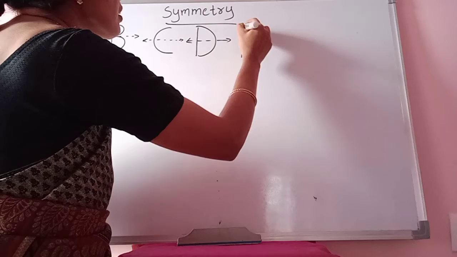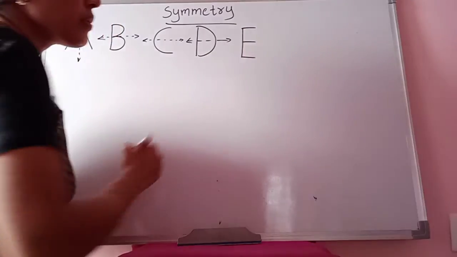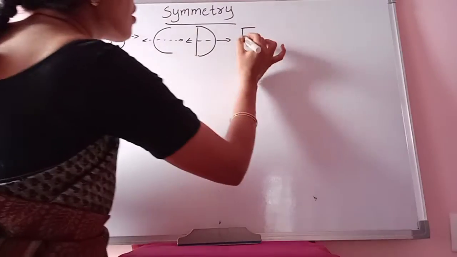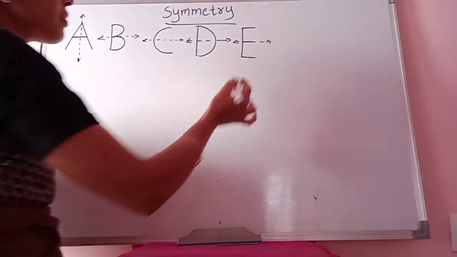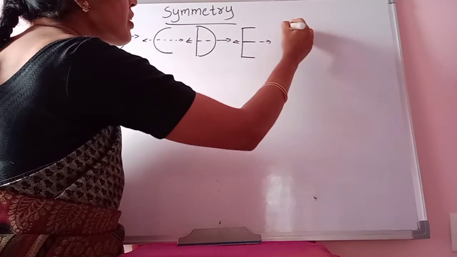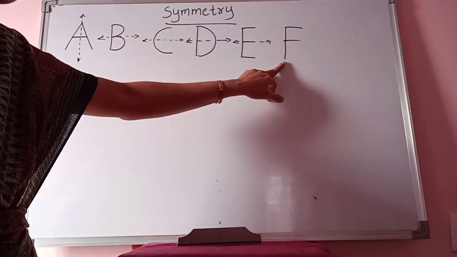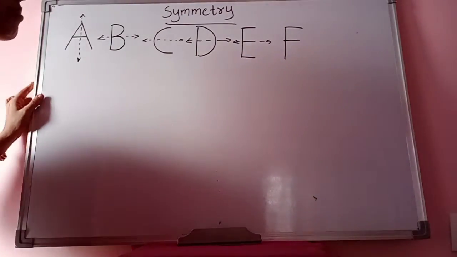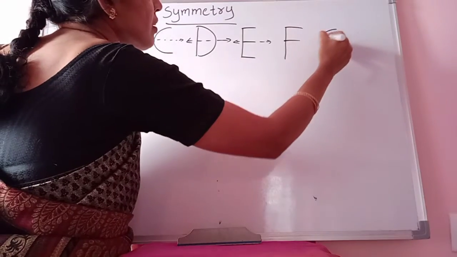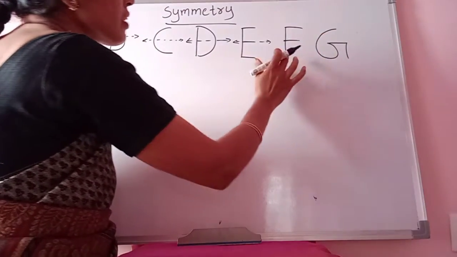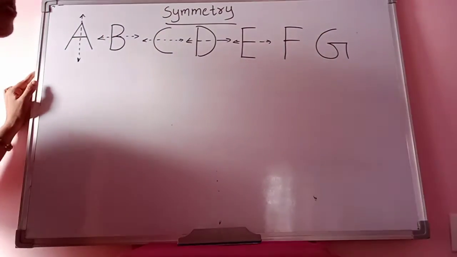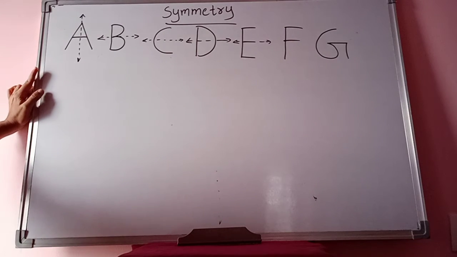But in letter E, which symmetry? Yes, horizontal line of symmetry. Is there any symmetry for letter F? Either horizontal or vertical, if we draw a line, exactly both the parts won't match. Then it does not have any symmetry. In the case of letter G, it also does not have any line of symmetry.